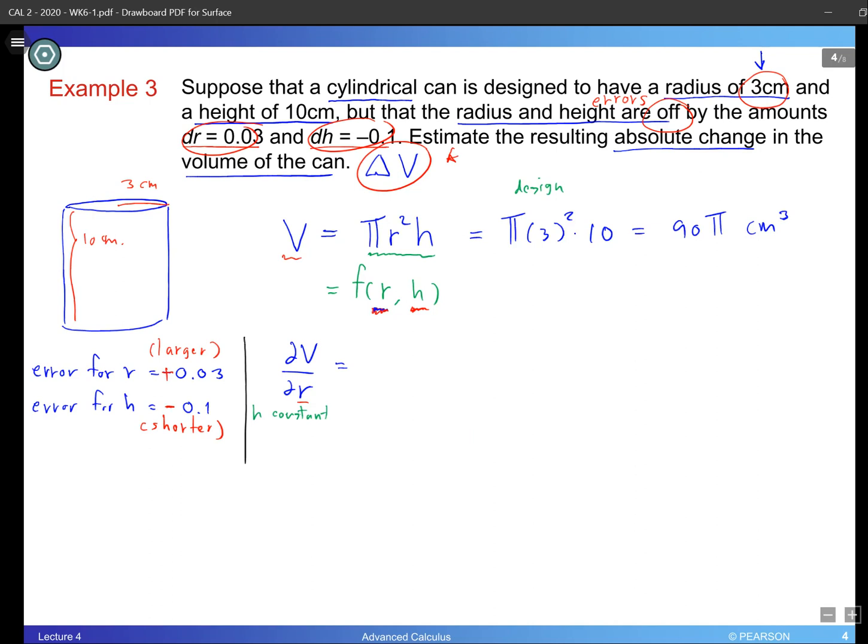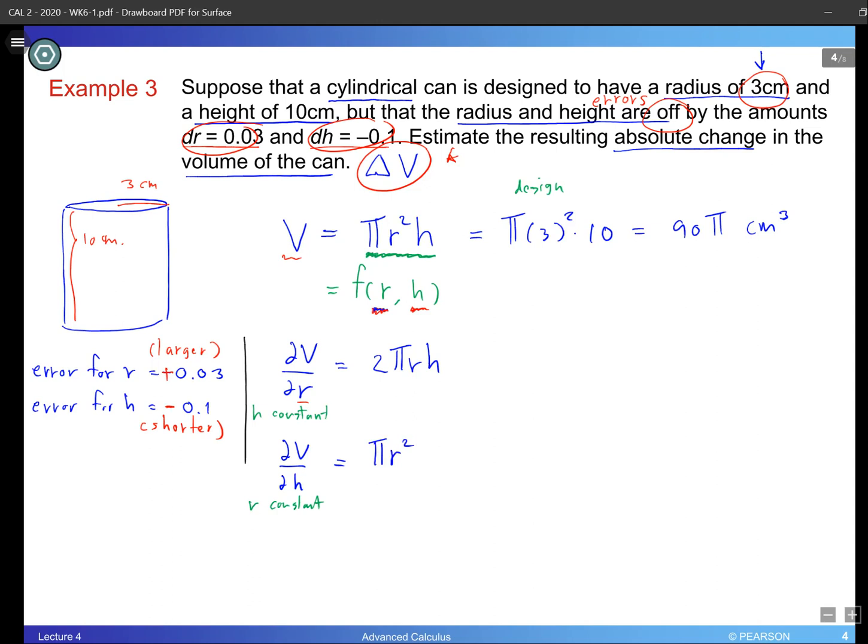So as you can see here, we only need to differentiate r squared, and what we get right here is 2 pi rh, and that is the change of v with respect to r. And we can do the same for the change of v with respect to the height. Here we need to differentiate this same function, pi r squared h, with respect to h this time, and we treat r as constant. So I differentiate that with respect to h, and I get pi r squared.